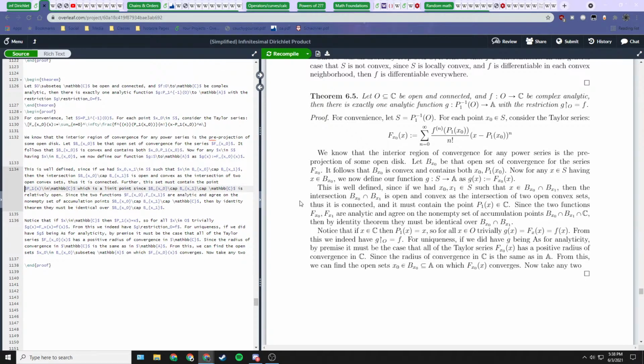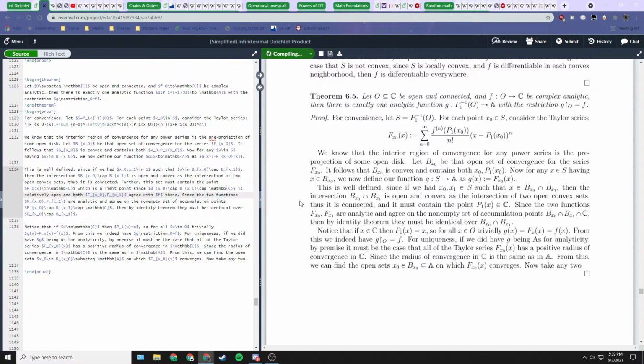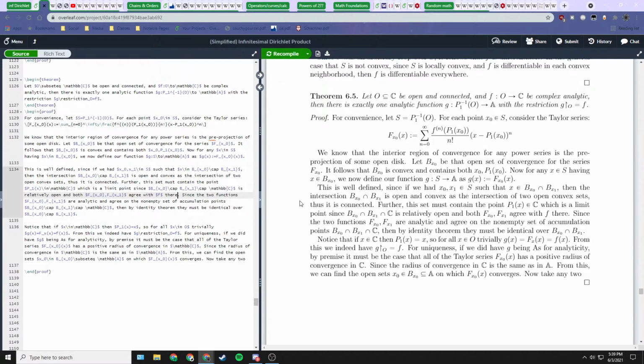The set must contain a point P1 of x in C, which is a limit point, since this set is relatively open, and as the power series, actually Taylor series, f x0, f x1. So we have the set must contain the point P1 of x, which is in the complex plane, and it must be a limit point, since if we intersect these two B sets with C, this is relatively open, and fx0, fx1 agree with the lowercase function f there, because they are the Taylor series.